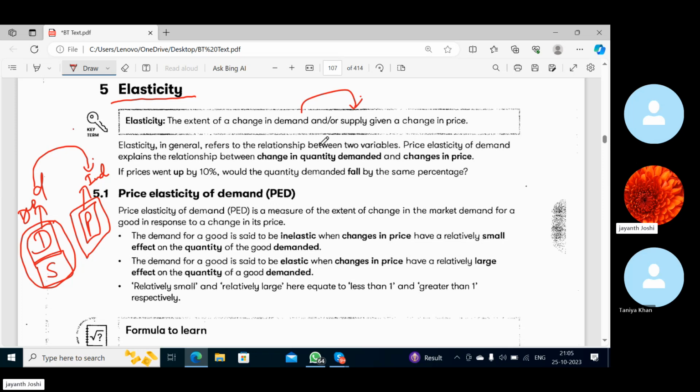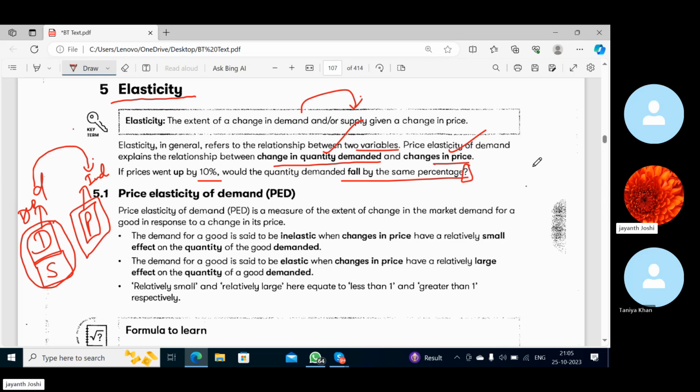Elasticity in general refers to the relationship between two variables. Price elasticity of demand explains the relationship between change in quantity demanded and change in price. So how does this change if this changes? If price went up by 10%, let's say, how is the quantity demanded going to behave? Is it going to fall by the same percentage? That's the question. No, it is not going to happen always.